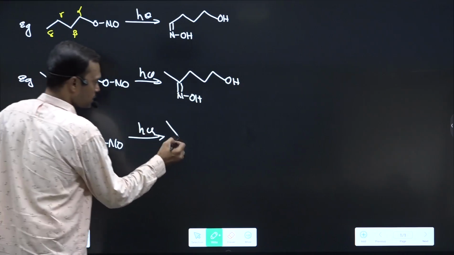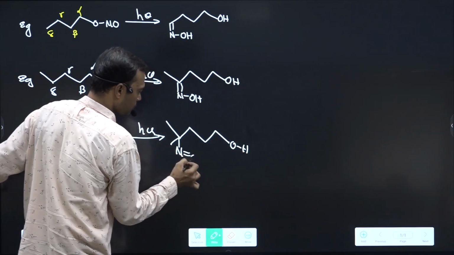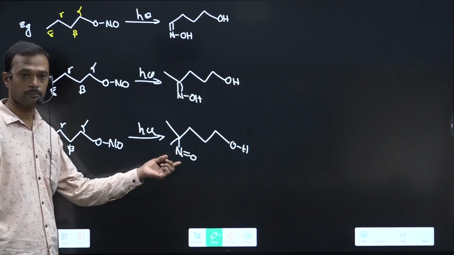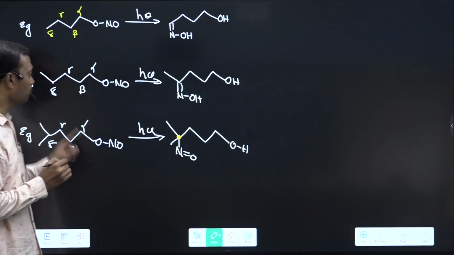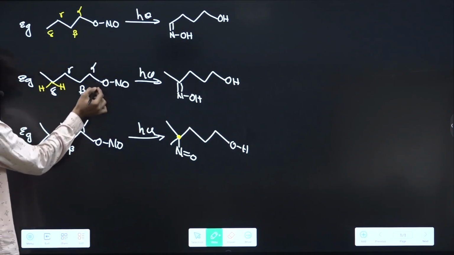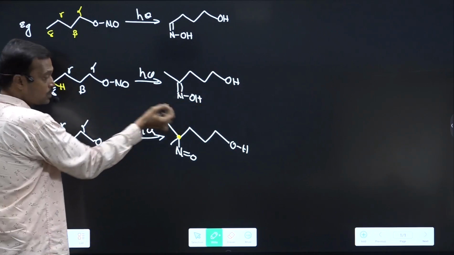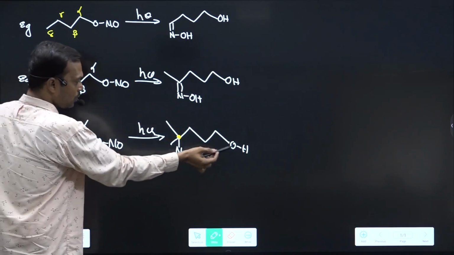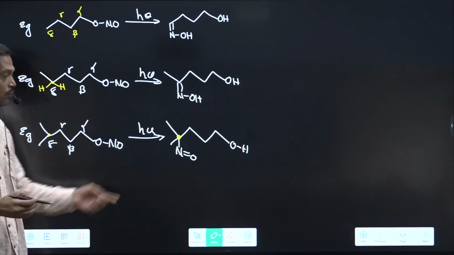When only 1 hydrogen is present, oxime formation won't take place. You will get only nitrosation, only NO formation. This never gives an oxime, because there is no additional hydrogen. If a minimum of 2 hydrogens are present, 1 hydrogen transfers to oxygen and you get OH, and the other hydrogen is responsible for tautomerism. If only 1 hydrogen is present, that hydrogen transfers to oxygen and the radical combines with NO and forms the nitroso product. Only one product is possible.